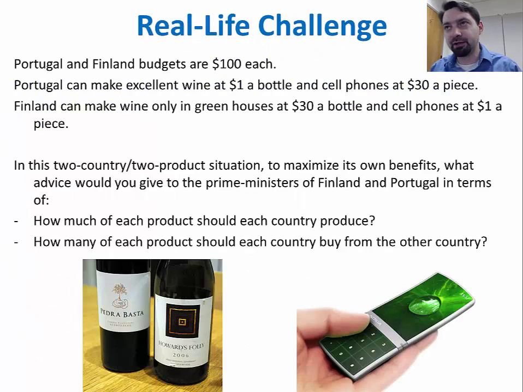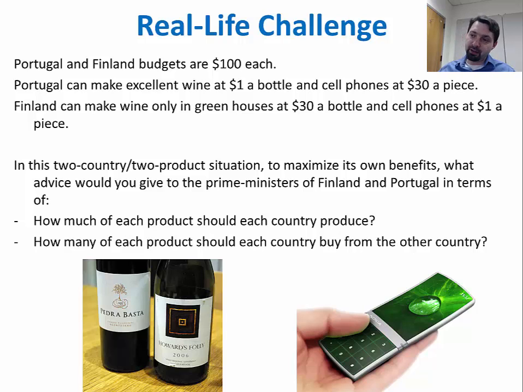Now here's another challenge. Imagine a situation where you have two countries and you have two products. You have, let's say, for example, Portugal and Finland, and you have two products, wine and cell phones. Now imagine that Portugal is very good at making wine. The climate is good, the grapes grow very well there, so they can make a bottle of good wine at $1 a bottle.